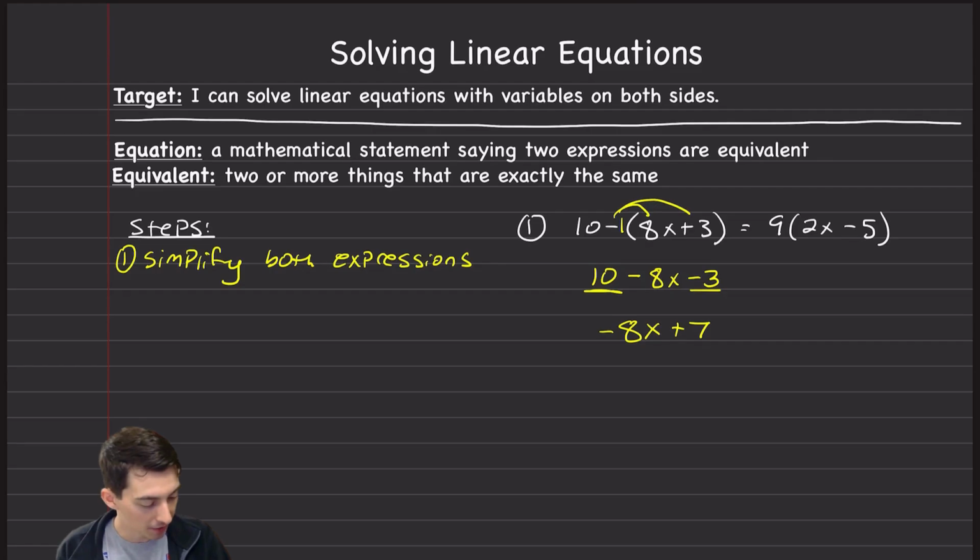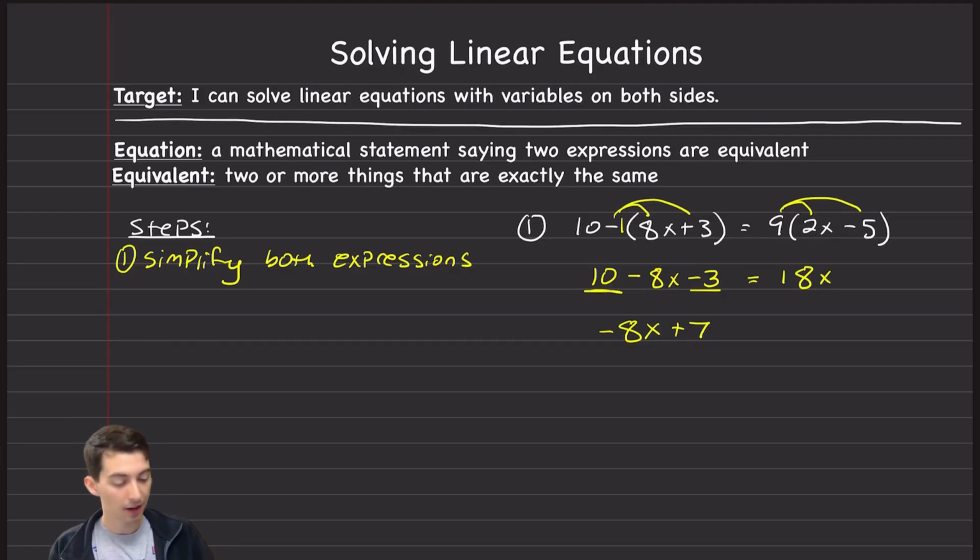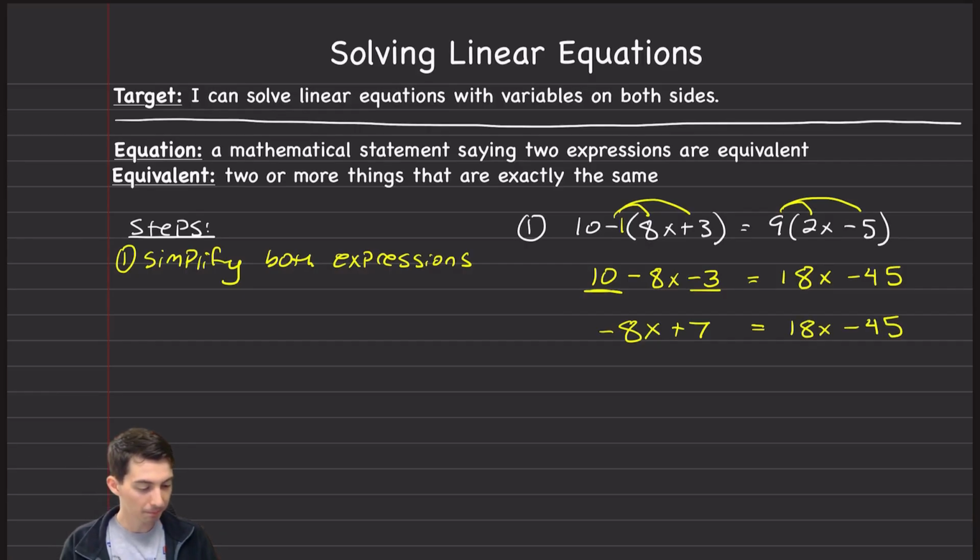Let's do it on the right now. I've got 9 times 2x minus 5. So 9 times 2x would get me 18x. And then 9 times -5 would get me -45. And that's as simplified as it can get. There's no like terms for us to combine. So I'll rewrite that down here.